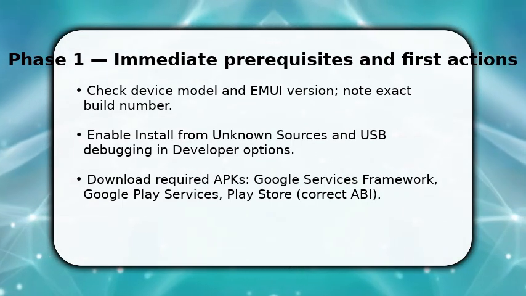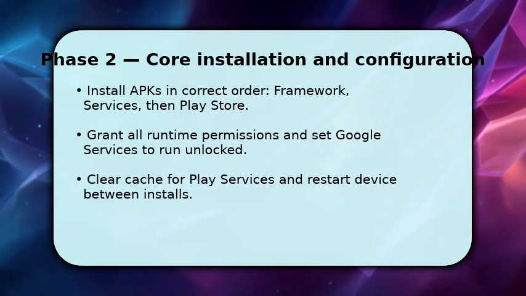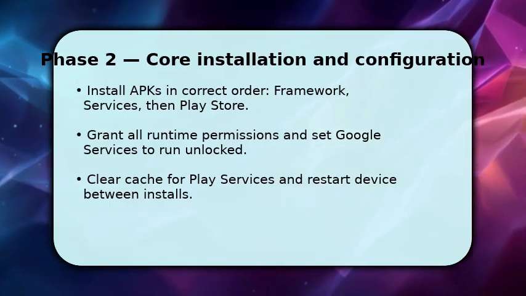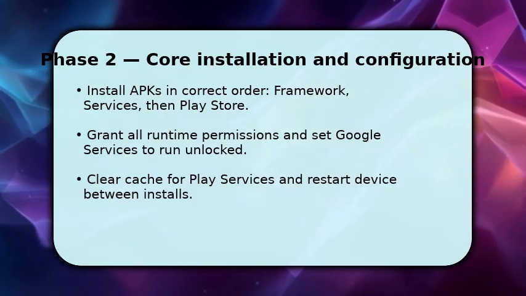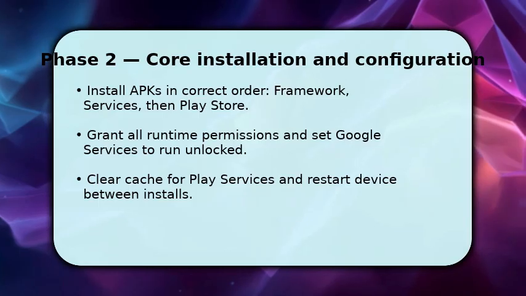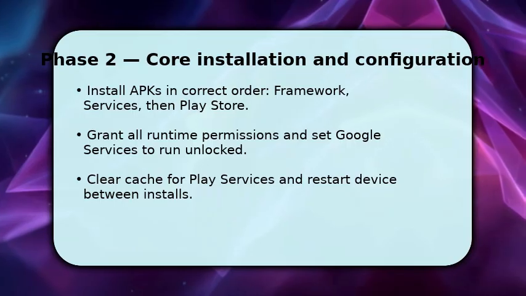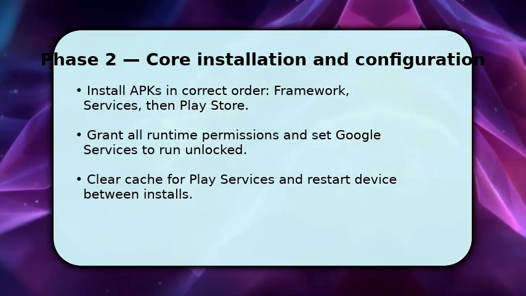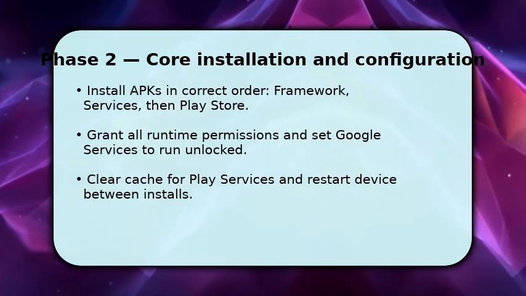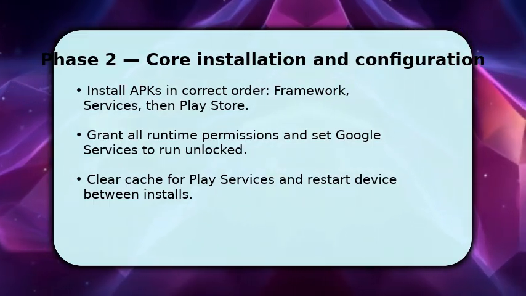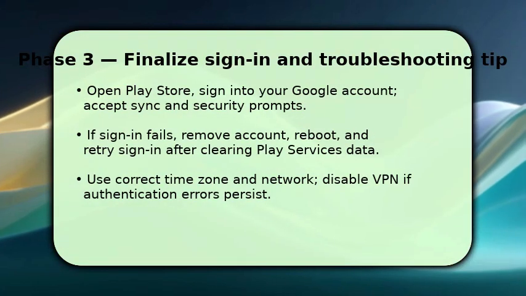You now install the packages in the precise order: first Google Services Framework, then Google Play Services, and finally the Play Store. Doing otherwise often breaks sign-in. After each install, open the app to accept permissions and grant background access where requested, because permission denial blocks account sync. Clear cache and storage for Play Services between steps to force proper initialization, and reboot the device after the Play Store install. This sequence ensures the underlying Google APIs register, and you finish by opening the Play Store and signing into your Google account.